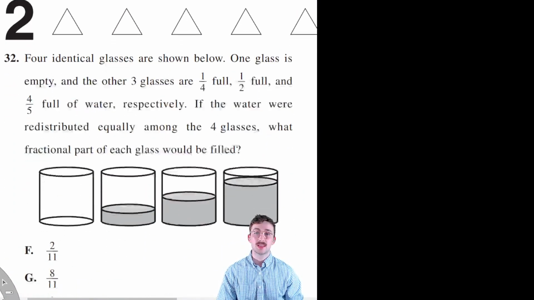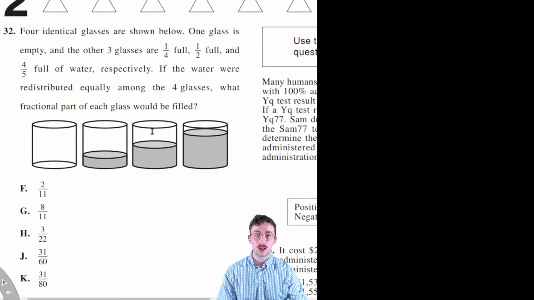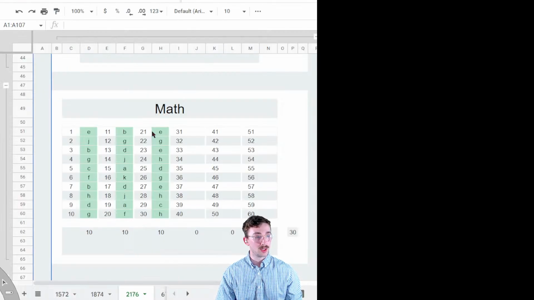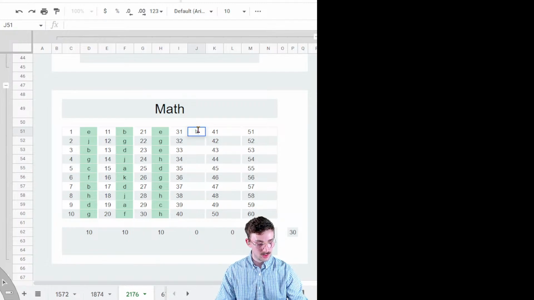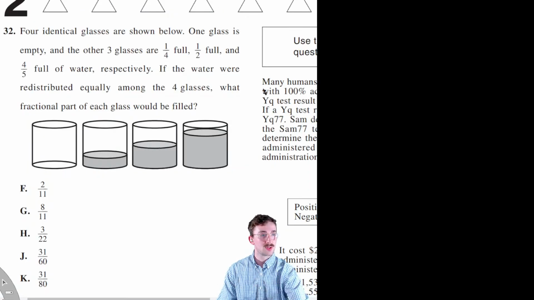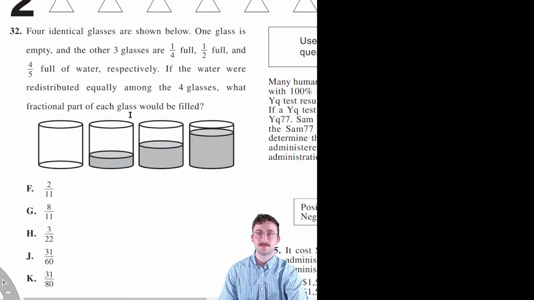And then I'm going to do the same thing that I did last time, where I want to check my answers. So B, boom, there it is. All right, so moving on. 32.